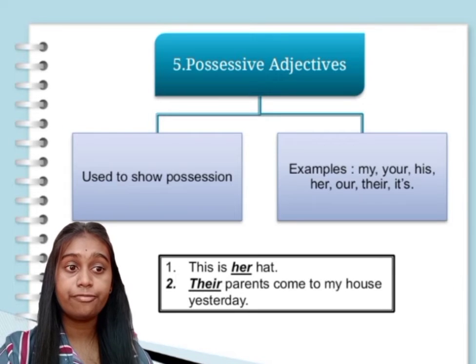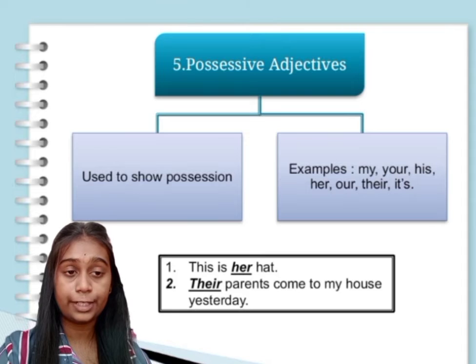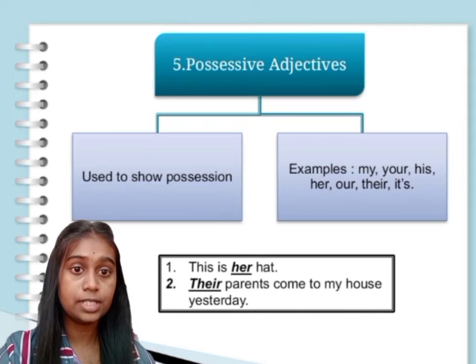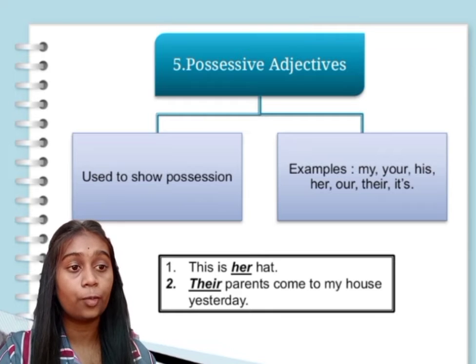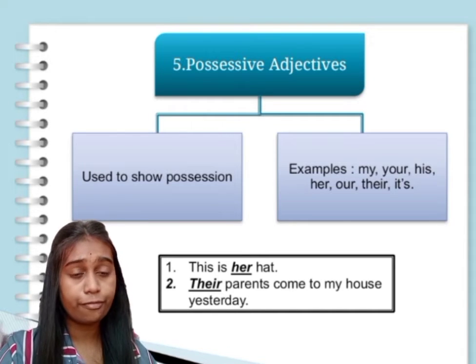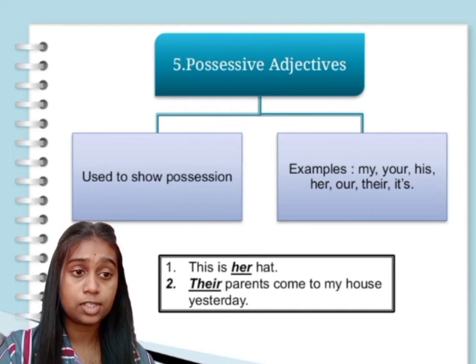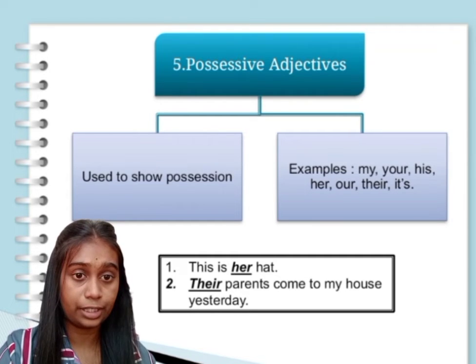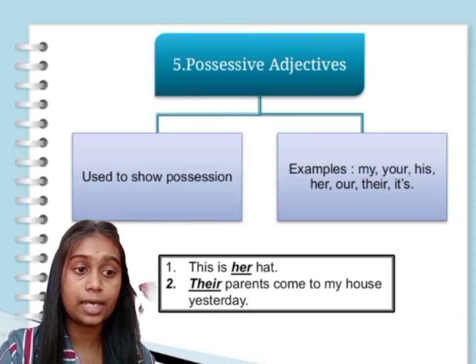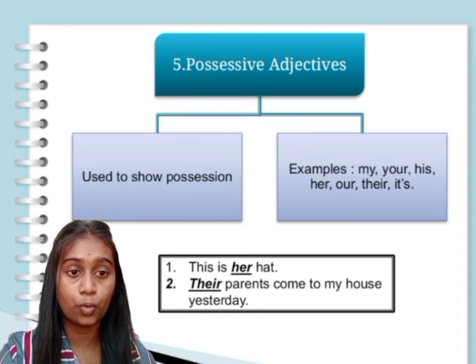Additionally, a possessive adjective is a word used to show possession, such as my, your, his, her, our, their, its. For example, the sentence number 1, This is her hat, uses the adjective her to express the idea that the hat is owned by her.